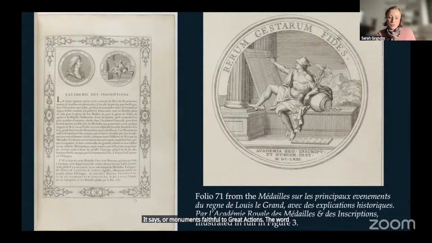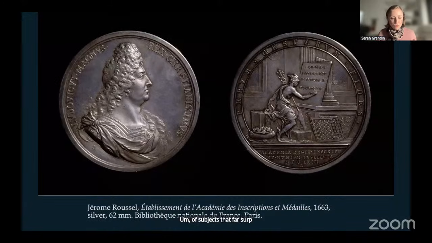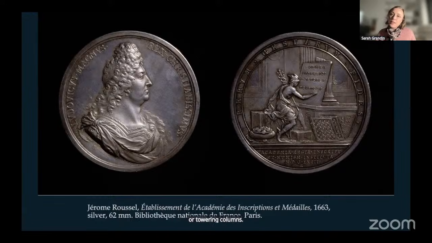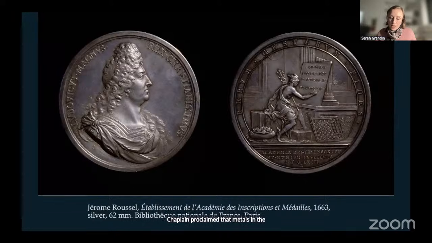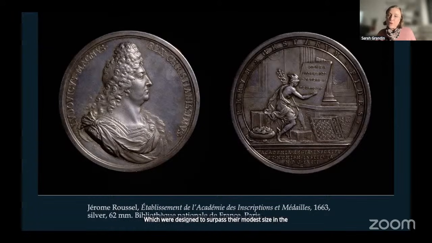The word monument usually evokes visions of subjects that far surpass medals or folios in size, such as triumphal arches, equestrian statues erected on pedestals, or towering columns. In 1662, the year before Colbert elected him as a founding member of the Petite Académie, Chapelain proclaimed that medals in the antique style would, I quote, "by their gravity, make them more proportionally resemble royal majesty." Antique precedents conferred authority on these portable, reproducible, and enduring tokens of the king's reign, which were designed to surpass their modest size in the glory they bestowed on their subject.